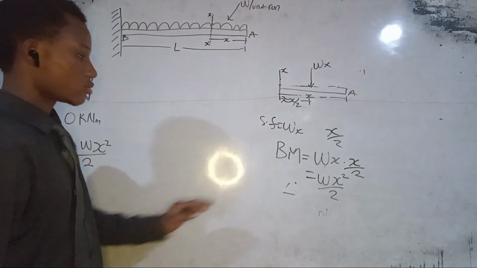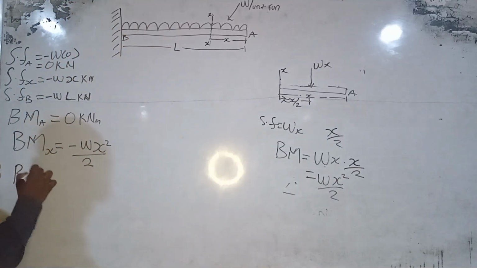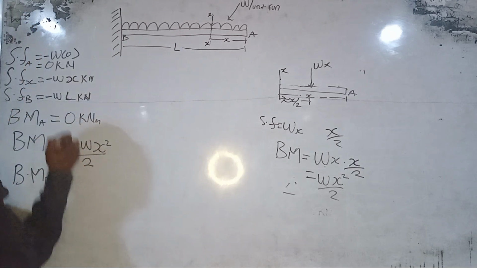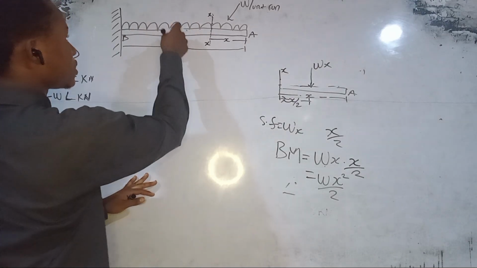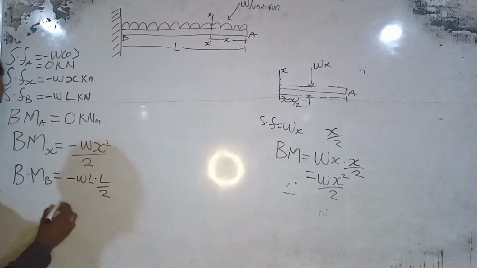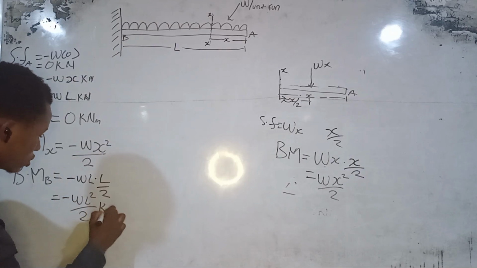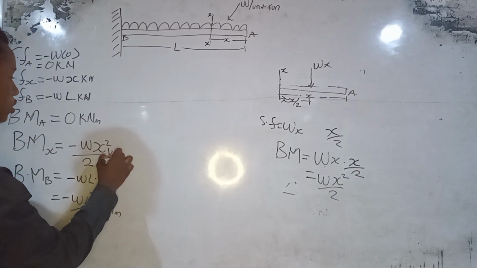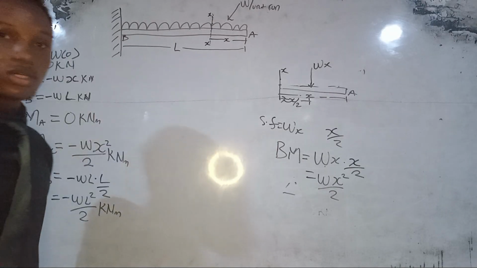Then the bending moment at the last point B would be the same thing. We have our shearing force to be minus WL times the distance from the center of L, which is L over 2. That is times L over 2, which equals minus W L squared over 2 in kilonewton meter. So now these are the formulas for finding the bending moment and the shearing force of a uniformly distributed load.